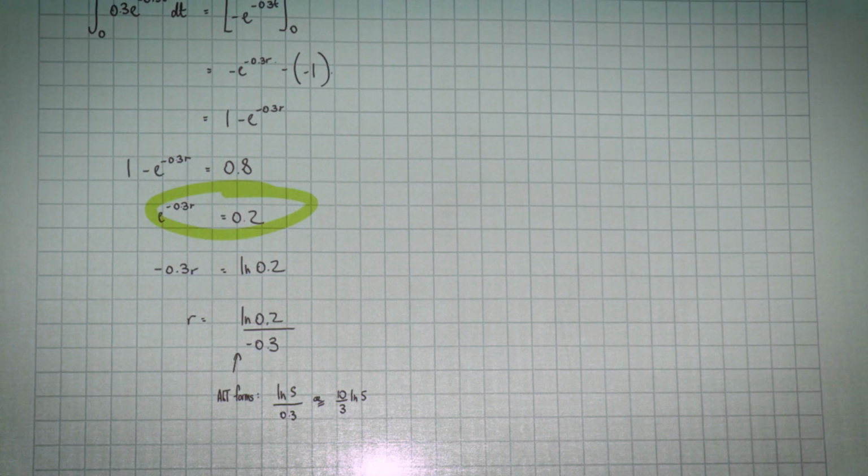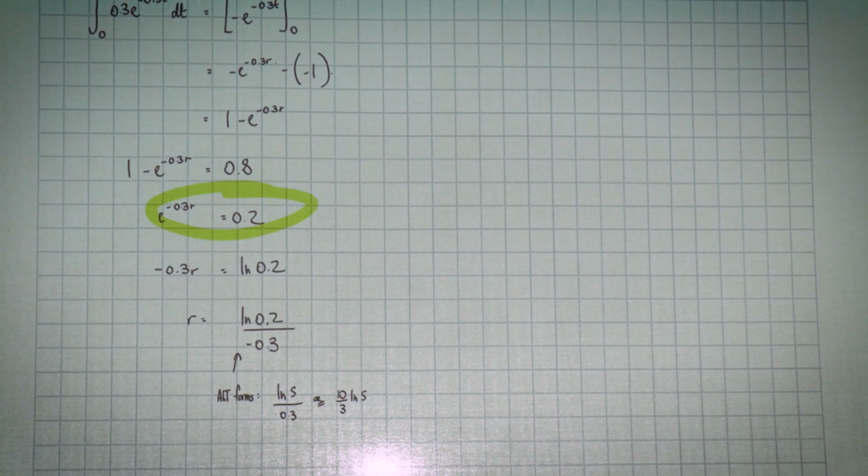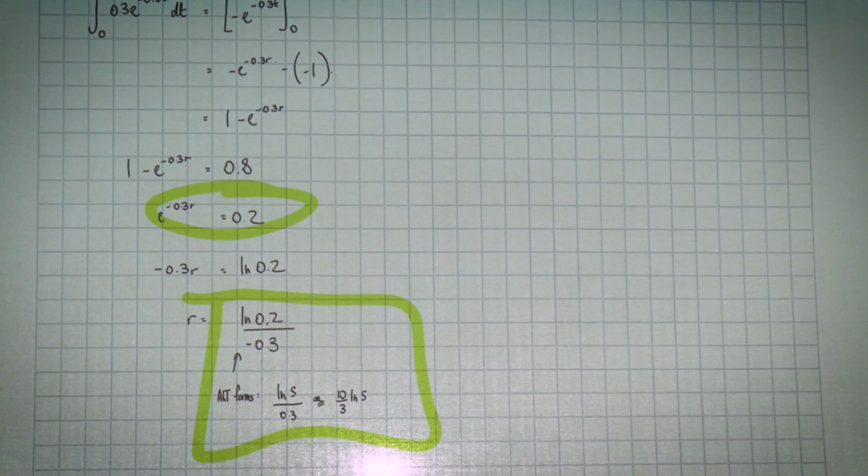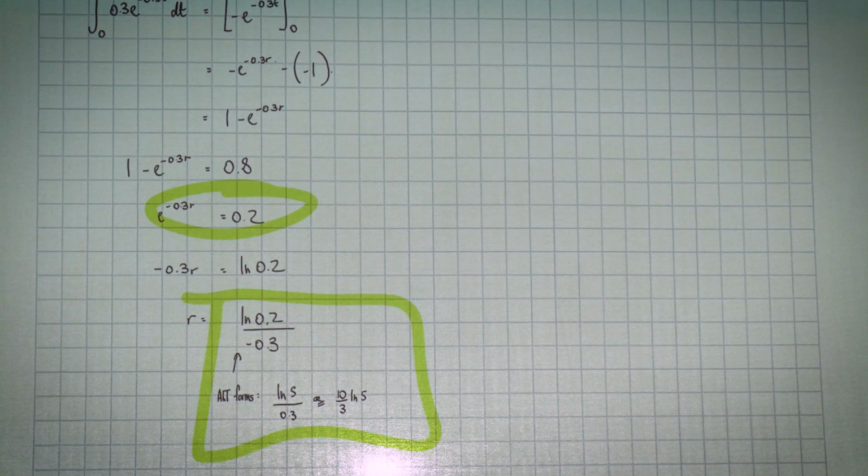And this question is asking for the exact value of R. The exact value can look like any of those options there. There's no one specific form, as long as it's the right number. It can look like probably a million other things as well, right? But that's just a couple of good examples that I put there that you can imagine would have come up.